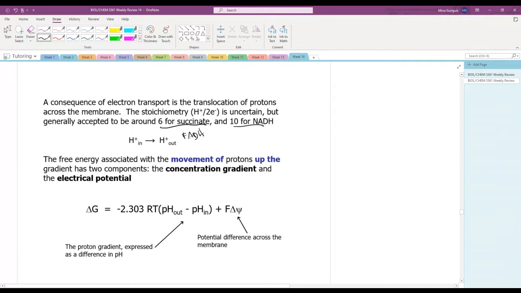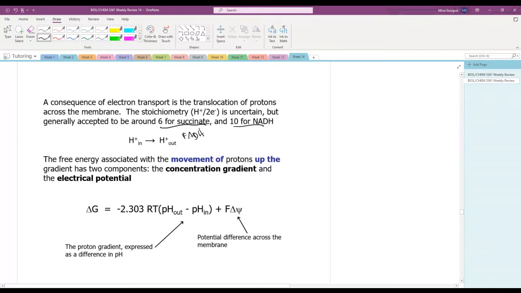So the free energy associated with the movement of protons up the gradient has 2 components, the concentration gradient and the electrical potential. In other words, if I have one side, and I'm going to keep this very, very simple, we know that based on concentration, based on diffusion, the definition is it wants to go down its concentration gradient. We're trying to keep things going up their concentration gradient by stuffing more protons in an area that's already got a really high proton gradient. Okay, so that takes energy.